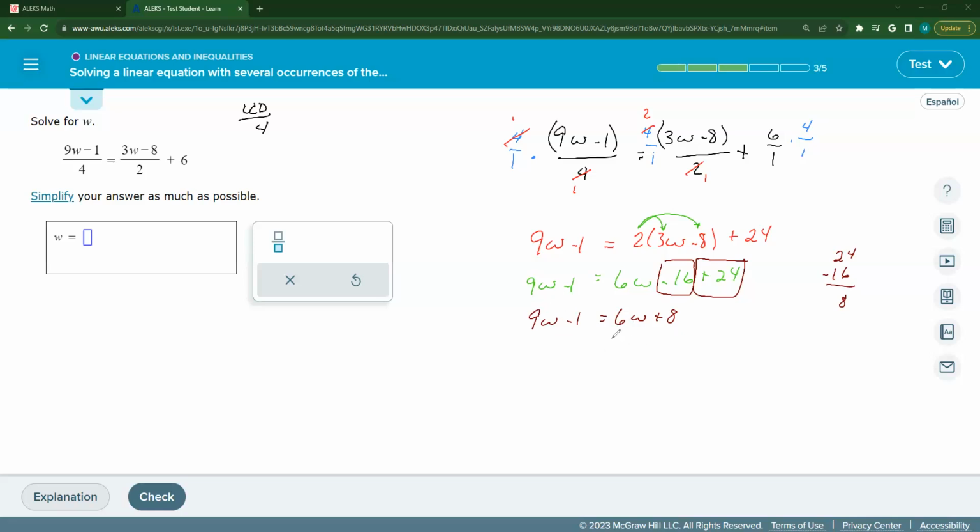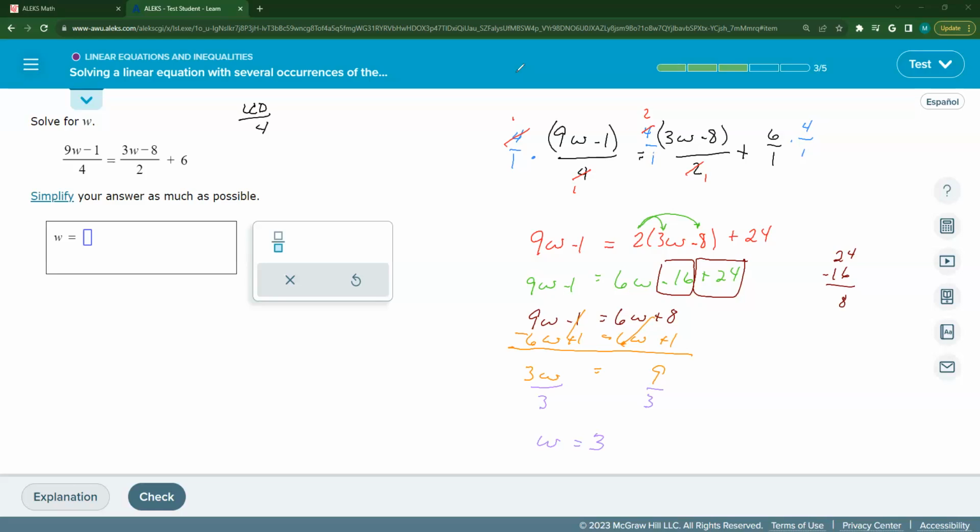There's more w's on the left, so I'm going to subtract 6w from both sides. This gives me 3w. And then I'm going to get rid of the stuff on the side with the 3w. So I'm going to add 1 to both sides. Equals, these cancel out. So I have 9. These cancel out. Divide both sides by the coefficient of w. So divide by 3. It is possible to get a fraction. However, in this case, all of these have been nice numbers. If they weren't, we would just write it as a fraction.